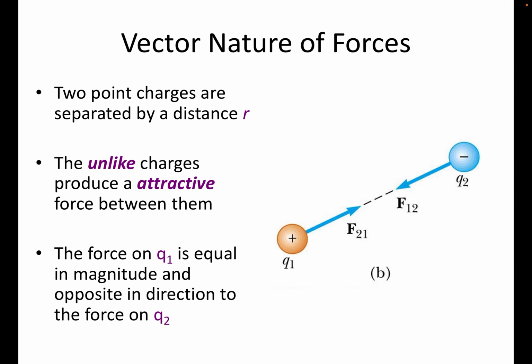Similarly, if we have two unlike charges, they produce an attractive force. The force on Q1 is directed towards Q2, and the force on Q2 is directed towards Q1. Again, the forces are equal in magnitude and opposite in direction.